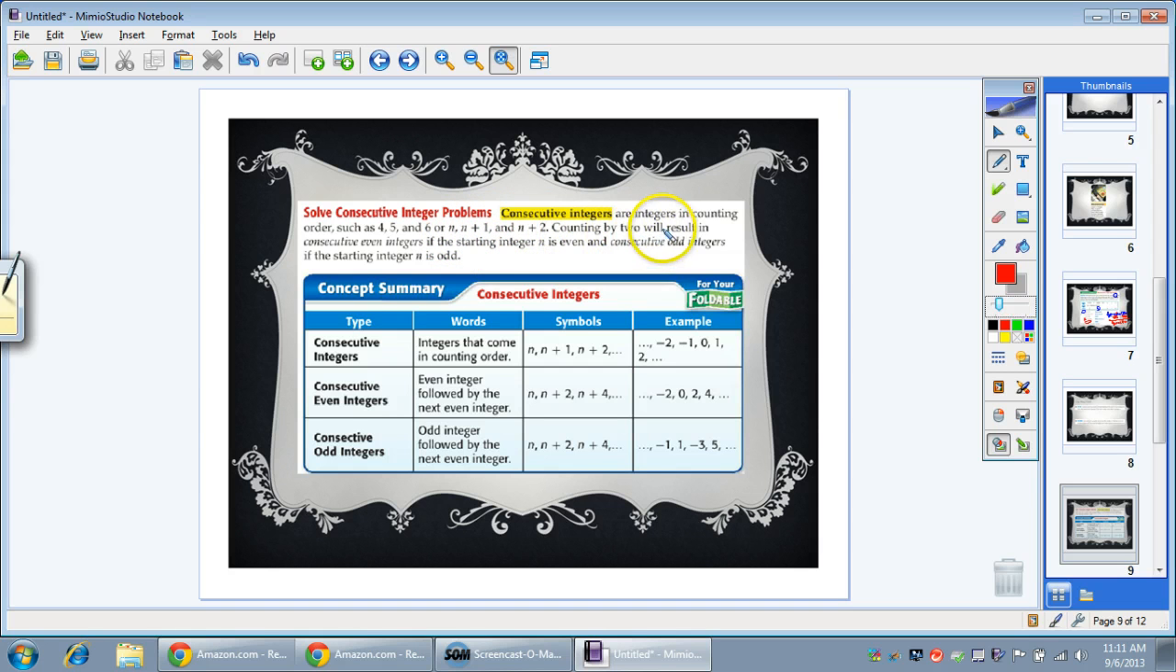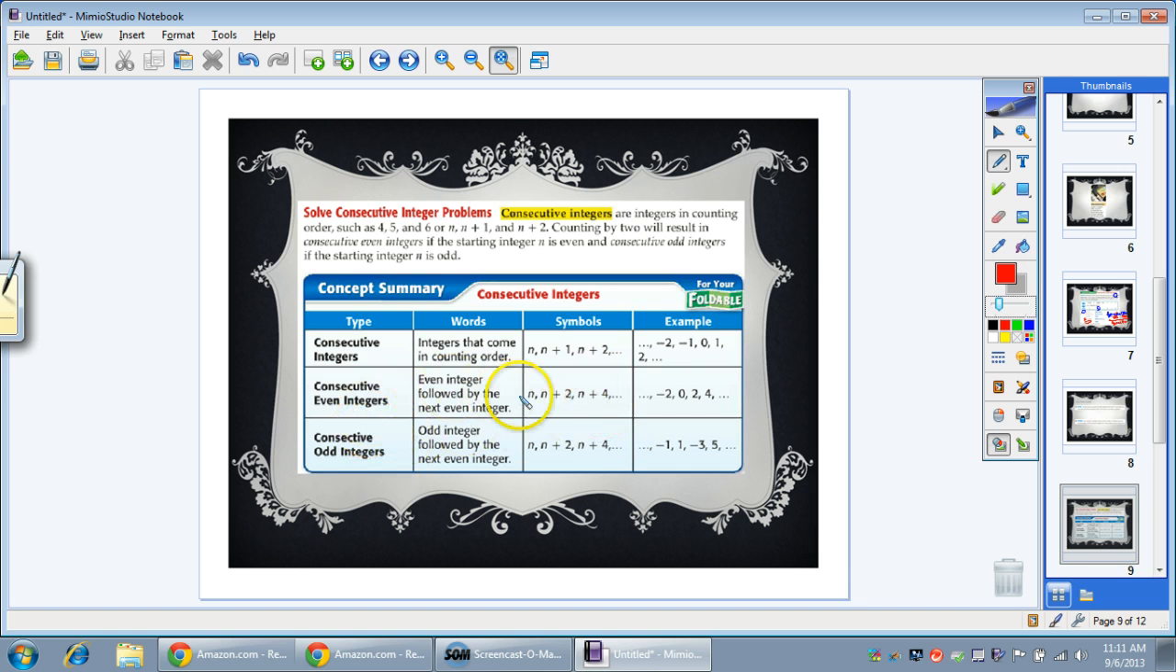So counting by 2s will result in consecutive even integers if the starting integer n is even, and consecutive odd integers if the starting integer n is odd. So consecutive integers, you have n, n plus 1, n plus 2. That's 3 numbers in order. Consecutive even integers means you have the original number, and then you skip a number, n plus 1, so you go to n plus 2. You skip every other number, so the next number is not n plus 3, but n plus 4.